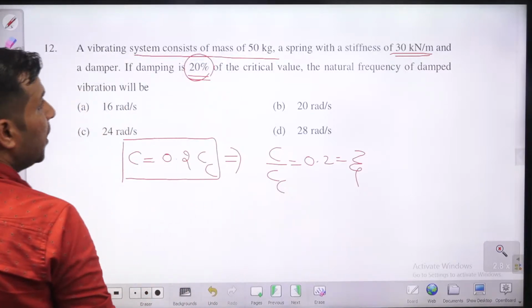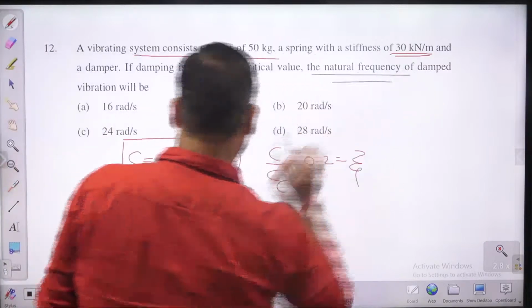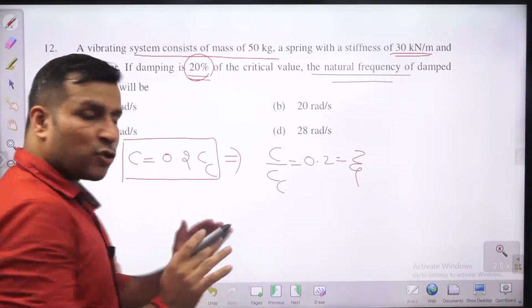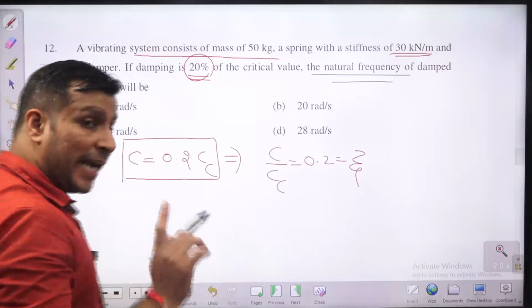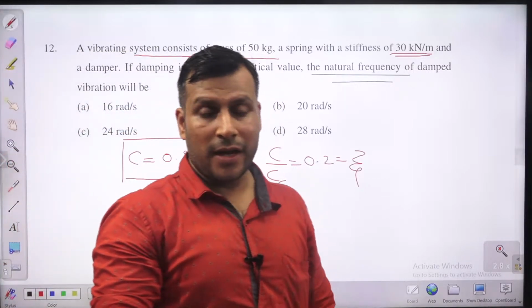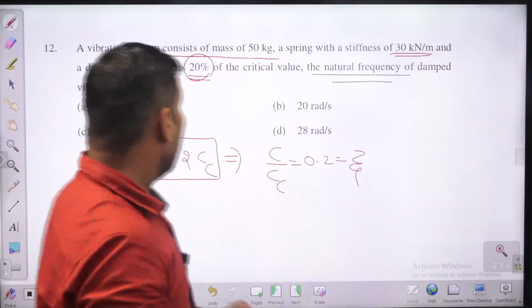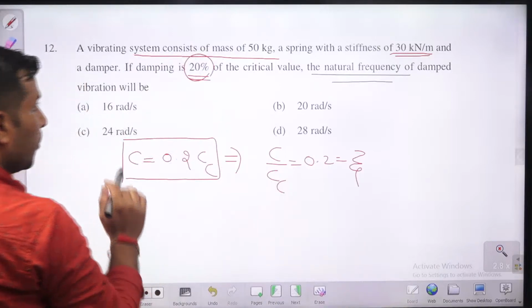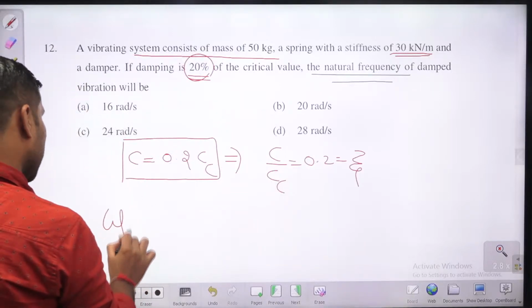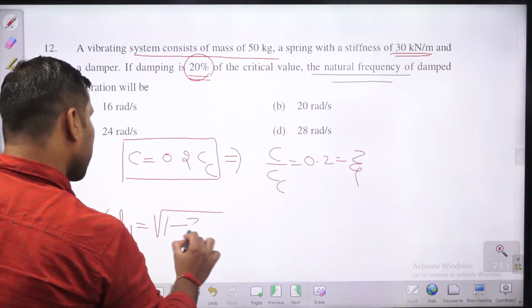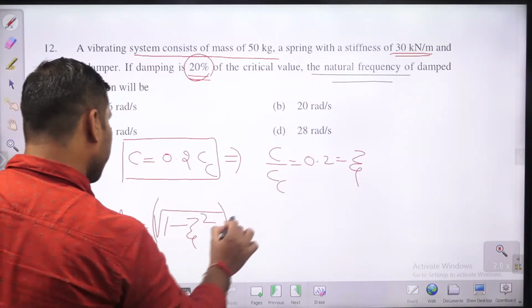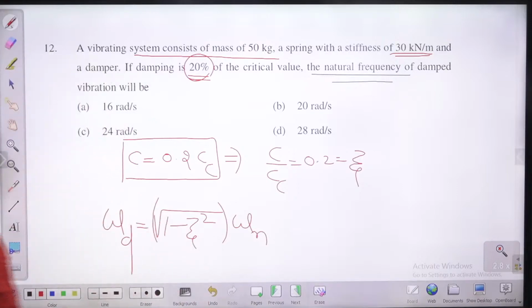Now what is he asking you? He is asking you the damped natural frequency. Guys, there is a formula in case of an under damped system, because in that case only you are going to get the motion. Otherwise in case of critically damped or over damped system there will be no motion. In an under damped system there will be motion, and the damped natural frequency is asked. It is omega d equals under root 1 minus zeta square into omega n. That formula you need to remember.